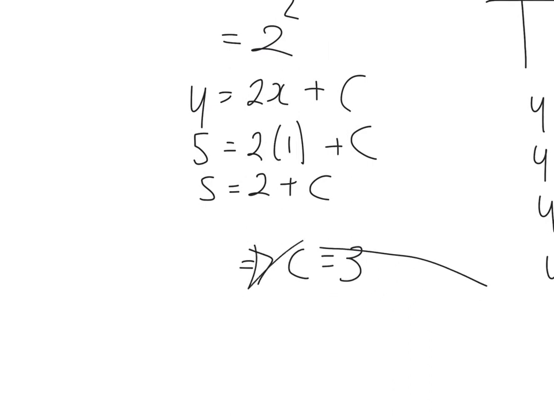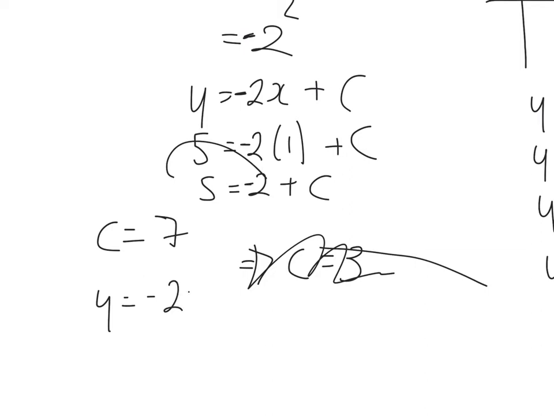Slight mistake there, which was that the gradient was minus 2. So it's minus 2 times 1, minus 2, which means c is equal to, bring that over, 7, y equals minus 2x plus 7.